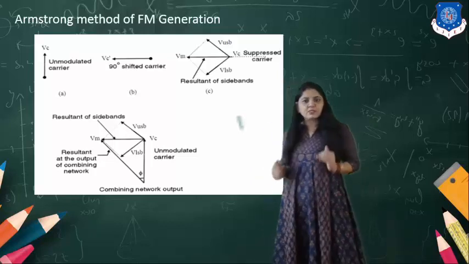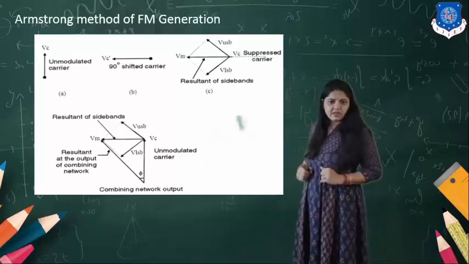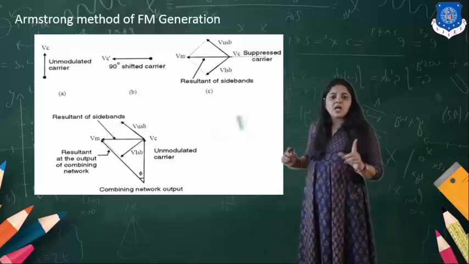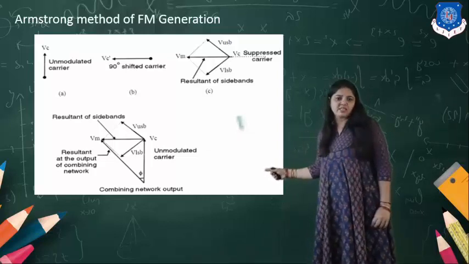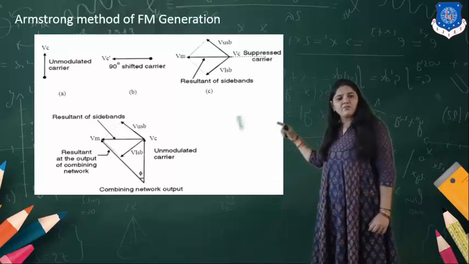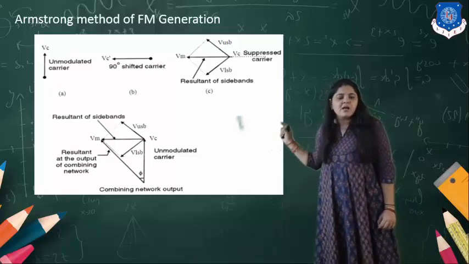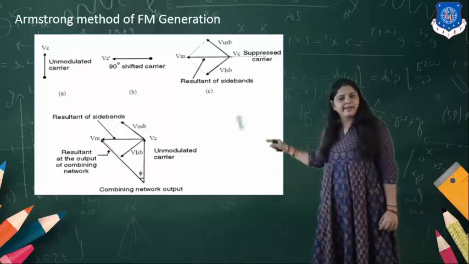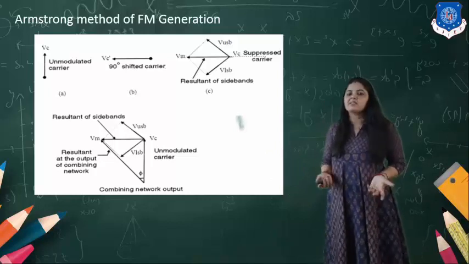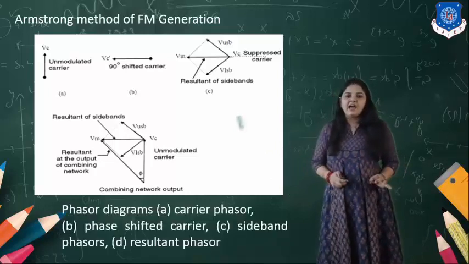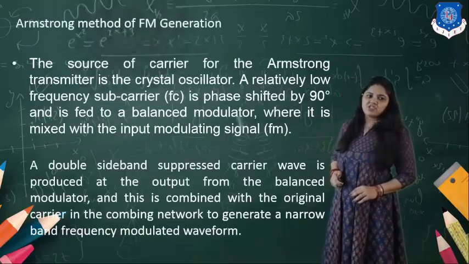Now the balance modulator output and the carrier signal are given to the combining network. Here in the last diagram you can see the VUSB, VLSB, the resultant output VM, and the unmodulated carrier VC. So the resultant signal is what? It's a narrowband FM. This way we can generate the output.